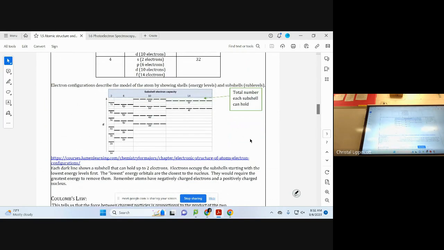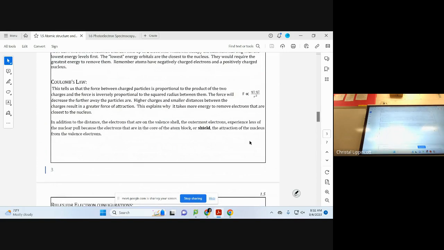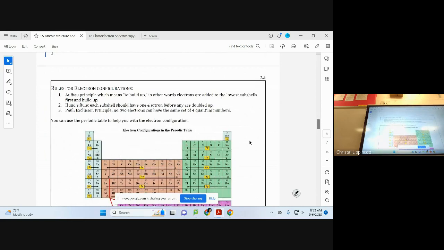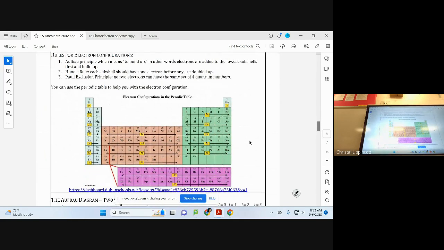Remember, your S block can only hold 2 electrons. Your P's hold 6. Your D's hold 10, and your F's hold 14. Okay. So we'll talk more about shielding and everything coming up in periodic trends later this week.